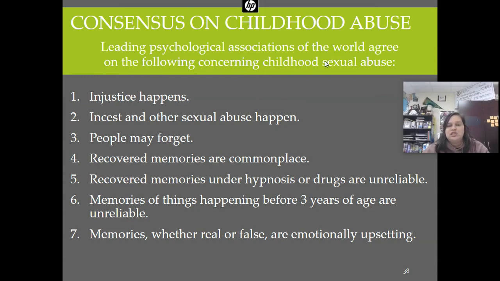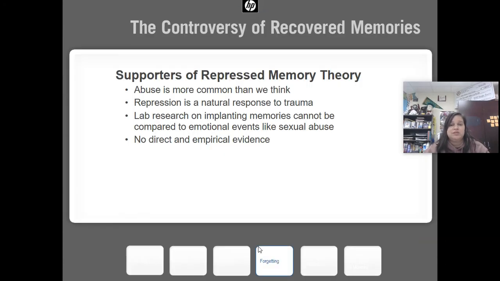Leading psychological associations of the world do agree on these things about childhood sexual abuse. They agree that unfortunately injustice happens, that incest and other sexual abuse happen, and it is very possible that people may forget, and it's possible that recovered memories happen. That's very common. Recovered memories, though, if they happen under hypnosis or any kind of drugs, are unreliable. And any memories from before the age of 3 are also unreliable, just because of the way the brain processes memories at that age. And memories, whether they're real or false, can still be emotionally upsetting.